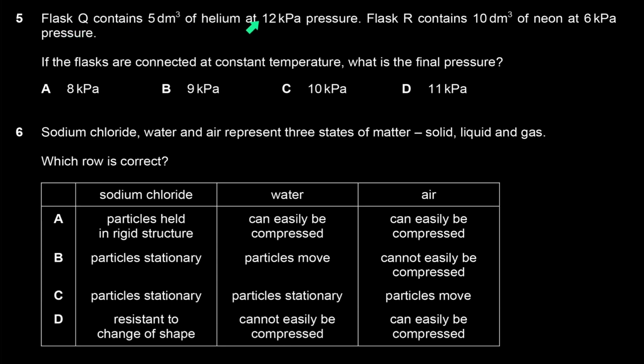Flask Q contains 5 decimeter cubes of helium at 12 kilopascals pressure. Flask R contains 10 decimeter cubes of neon at 6 kilopascals of pressure. If the flasks are connected at constant temperature, what is the final pressure?